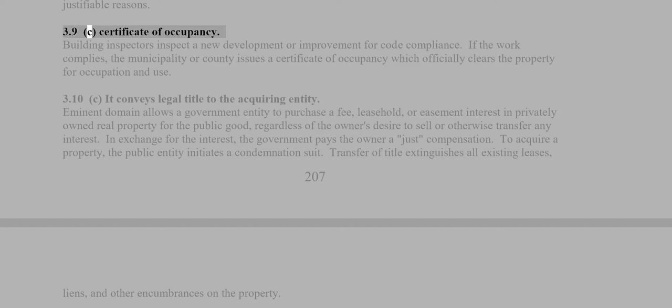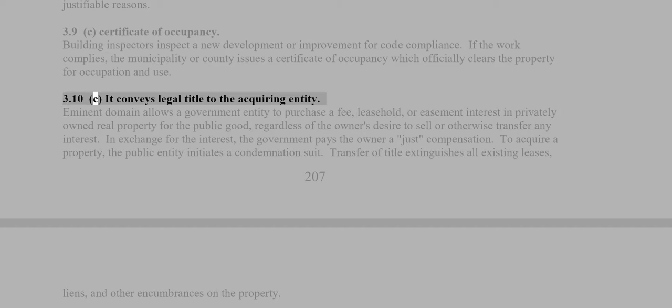3.9 C. Certificate of occupancy. Building inspectors inspect a new development or improvement for code compliance. If the work complies, the municipality or county issues a certificate of occupancy, which officially clears the property for occupation and use.